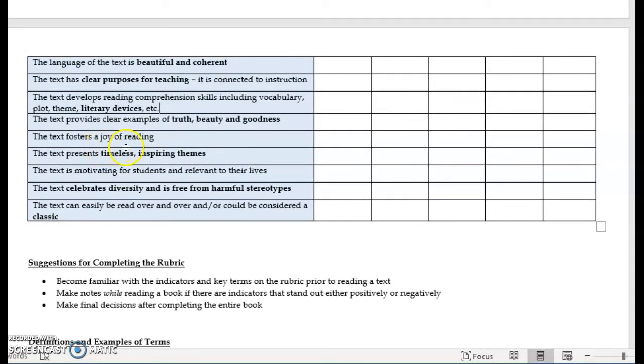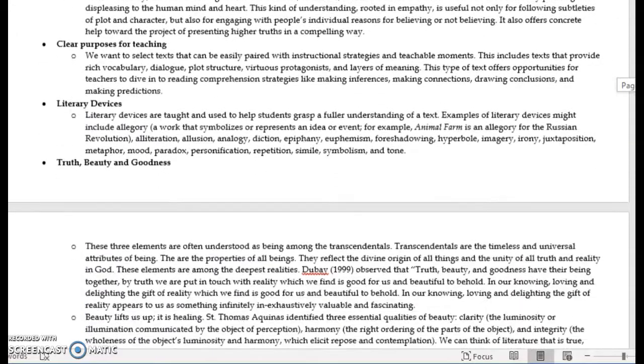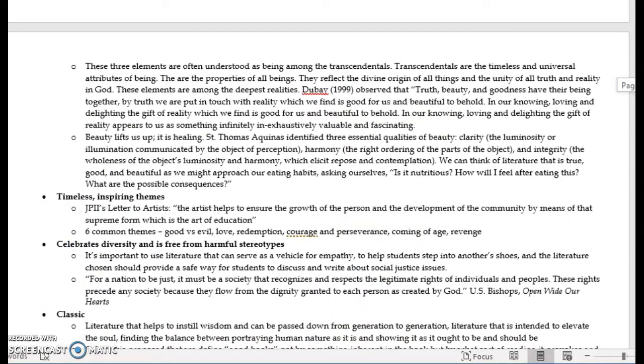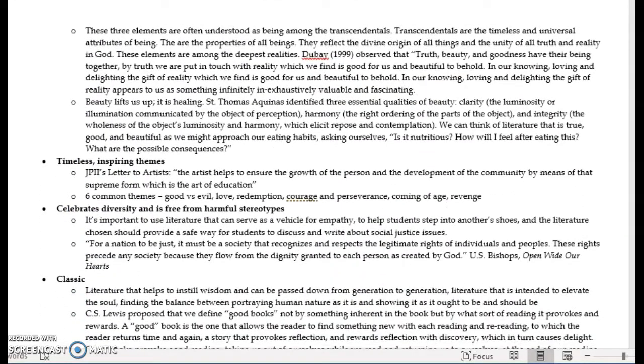The text fosters a joy of reading. The text presents timeless, inspiring themes. There's a little more information here about the types of themes we're looking for.